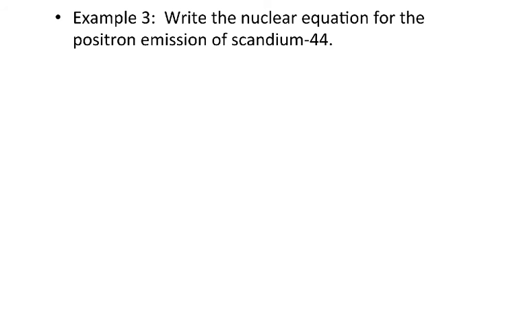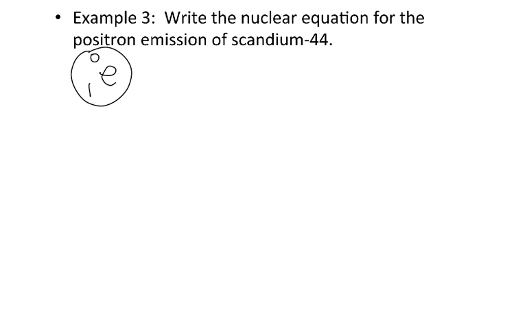Okay, so now they want us to write the nuclear equation for the positron emission of scandium-44. So we need to know what a positron is, right? So a positron is the antiparticle of an electron, and its nuclear symbol, it's got the same mass, which is basically negligible, right? No protons or neutrons, so its mass number is 0. But then where the electron is a minus 1, the positron is a positive 1. So this is a nuclear symbol for a positron.